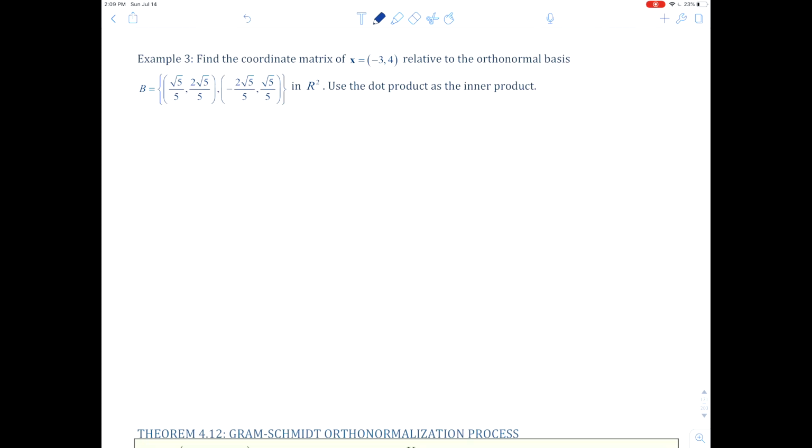Next up, find the coordinate matrix of x equal to (-3, 4) relative to the orthonormal basis B equals (root 5 over 5, 2 root 5 over 5) and (-2 root 5 over 5, root 5 over 5) in R2. We're going to use the dot product as the inner product. So, let's see what we would do. Well, if we call these V1 and V2, we're using that theorem, right? So we know that the coordinate matrix of x relative to this orthonormal basis B is going to be the matrix made up of the inner products of x with each of these vectors. Cool, cool?